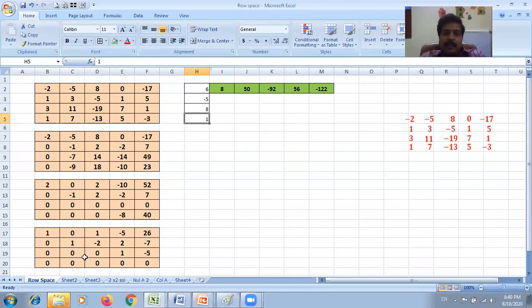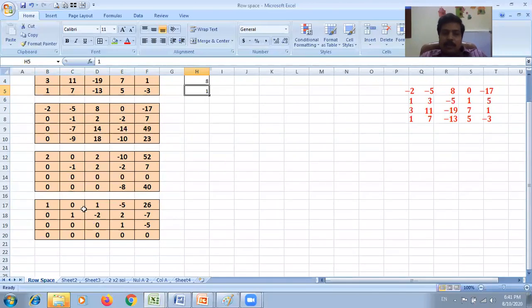If these three are linearly independent, these three will form the basis. Since we are getting a zero row here, these four vectors are not linearly independent. So this is not a basis. These four vectors can span the row space, but they cannot form a basis. But now it is in the echelon form. So these three vectors can form a basis.